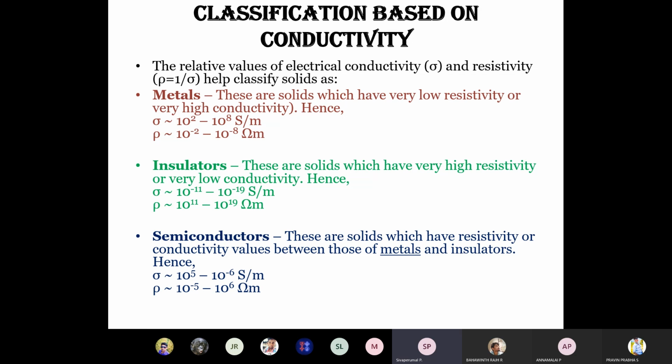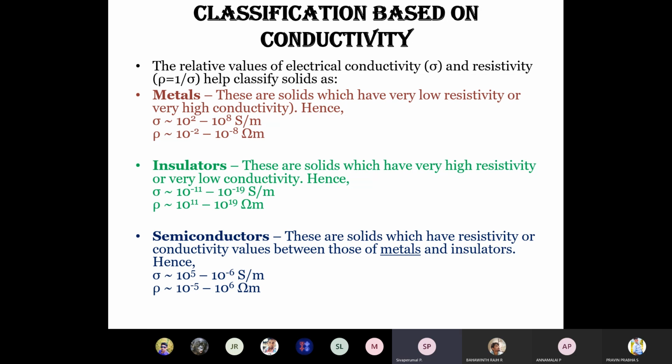In metals, which are solids, there is low resistivity or high conductivity, so sigma lies between 10 power 2 and 10 power 8. The resistivity rho will be 10 power minus 2 to 10 power minus 8. Why negative? Because it is the reciprocal of the conductivity, so whatever values you get, you put them in the reverse manner. Resistivity is normally in ohm-meters, and conductivity sigma is in per ohm-meter.